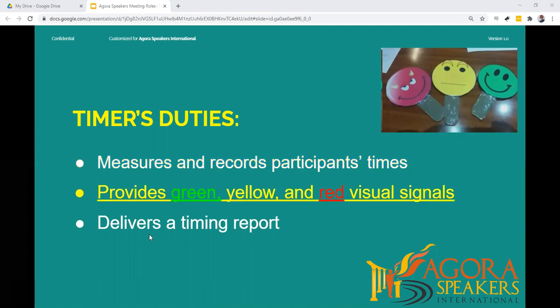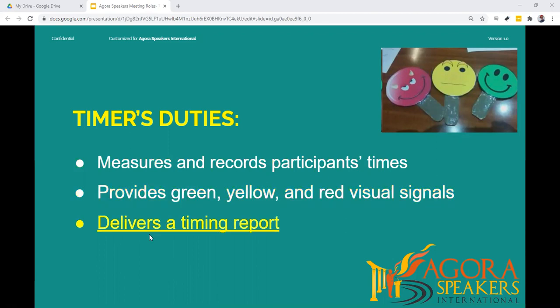The timer provides the participants with 3 visual signals, green, yellow, and red, to inform them of how they are doing with their timing. Near the end of the meeting, the timer provides a timing report.